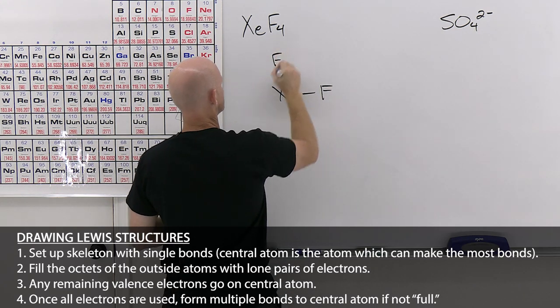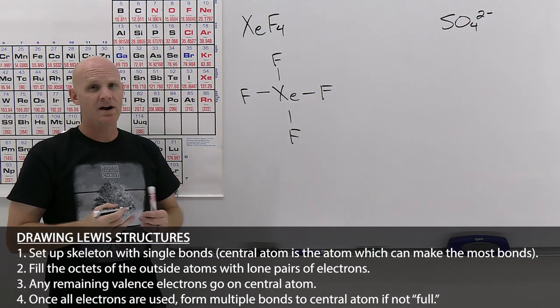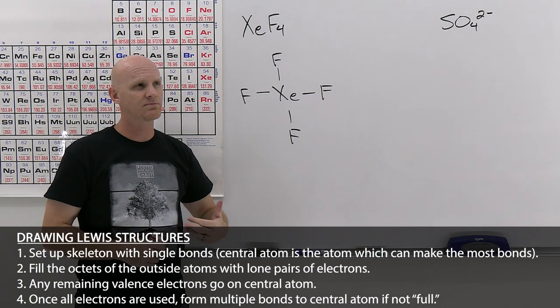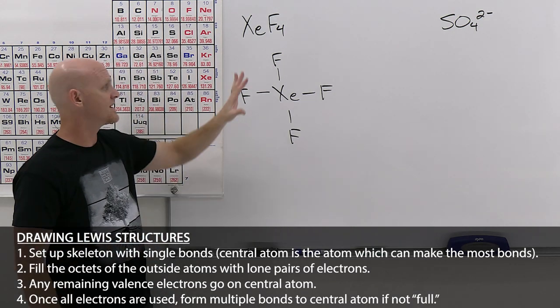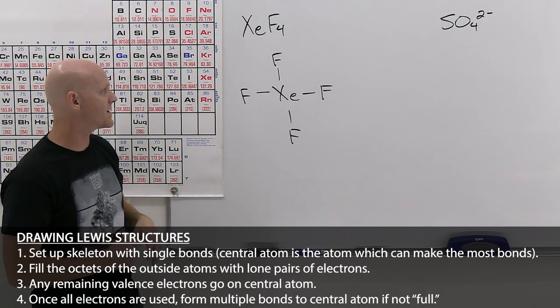And so in this case, xenon's going to go in the middle and be bonded to four fluorines. If you've got a noble gas that already had a filled octet and now he's going to make bonds, then he's going to exceed the octet rule. So this is definitely an expanded octet. If you've got a noble gas involved in any molecule, it will be an expanded octet.